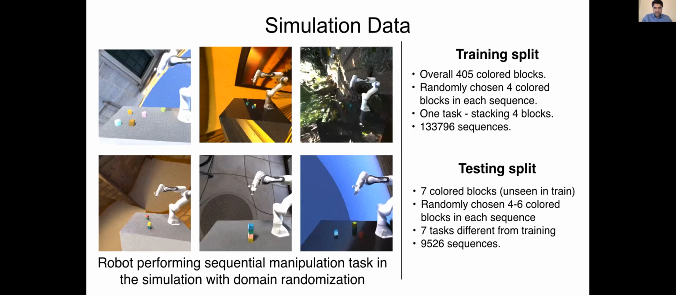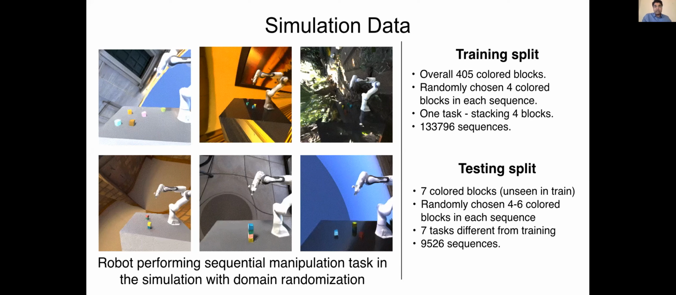So the training data for this approach is being generated in simulation. A large dataset is generated with thousands of sequences where the robot is performing a sequential manipulation task. And we use domain randomization in rendering the observation, so this can be used directly for sim to real transfer. To test the generalization that I talked about, our training data has 405 colored blocks, while the test data has only 7, which is not part of the training set.